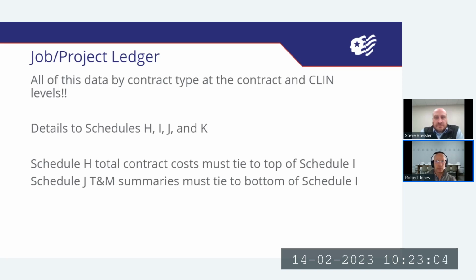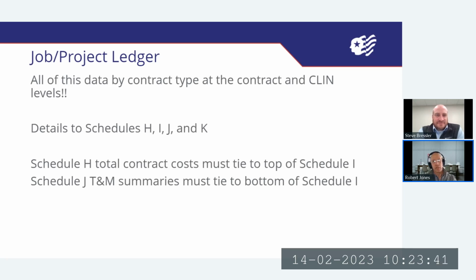Similarly, when we were talking about the general ledger and the trial balance, I said that the details of that went to certain schedules, and the summary or the results of those schedules flow to other schedules. Here, with our job project ledger, we have the details by contract, by CLIN, by contract type, as well as broken out by cost element. So you can see there's a lot of breakdowns in there. All of those details are going to flow in some level to schedules H, I, J, and K.